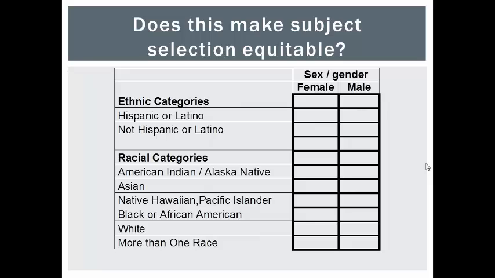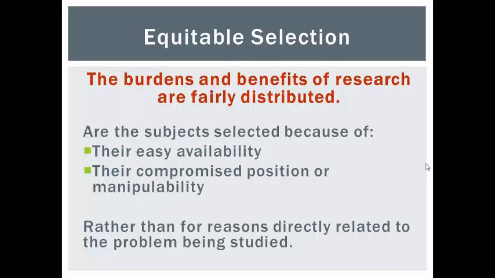But this is something that NIH requires, and the original basis for it is that they wanted to ensure equitable selection. And that means that the burdens and the benefits of the research are fairly distributed. So there isn't a single group that is assuming all the risks of being in the research, but a different group is the one that's getting most of the benefit from it.